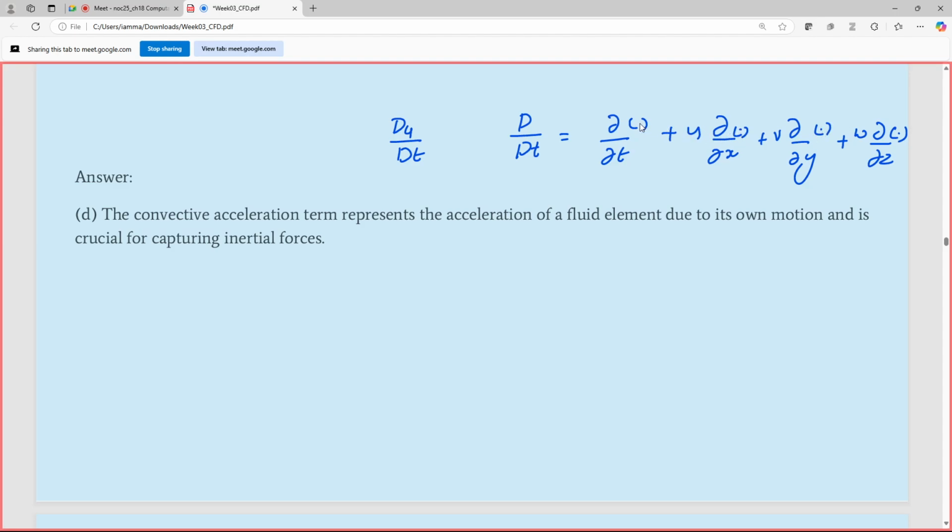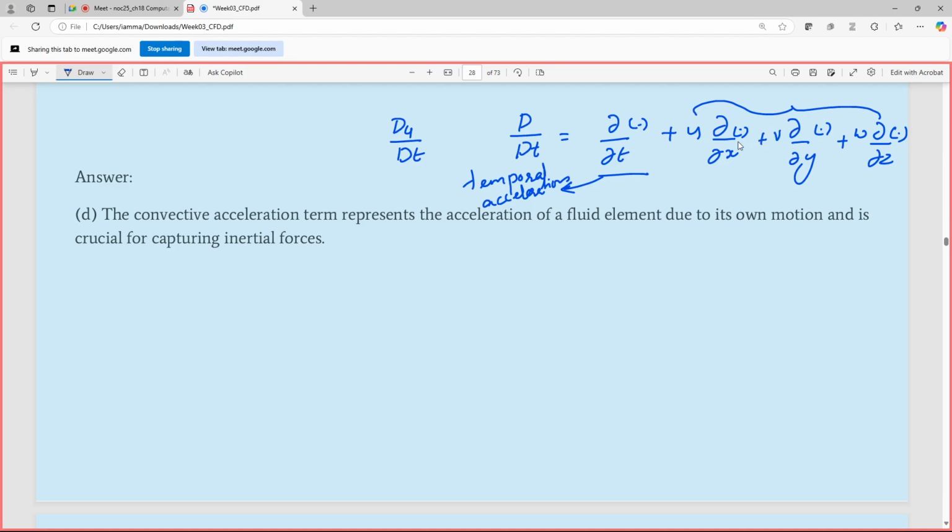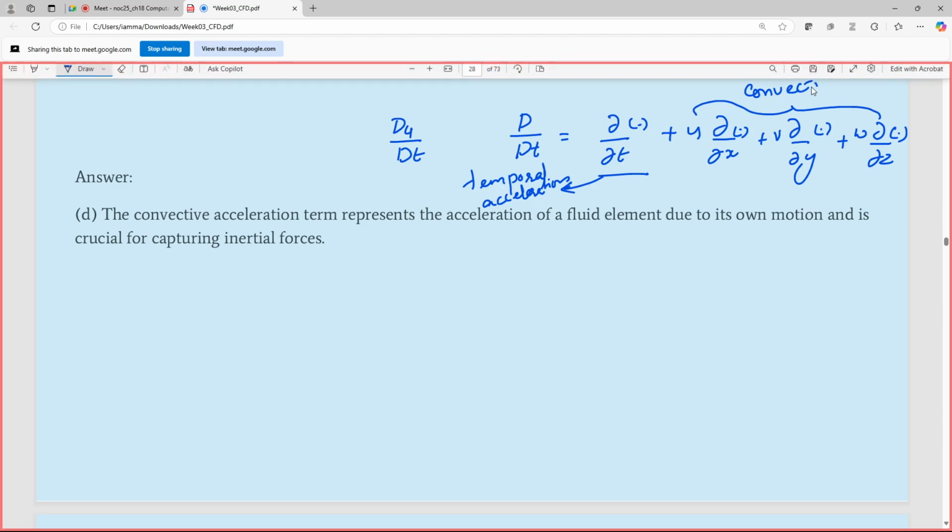So here, this term is the temporal acceleration, which is the change happening with respect to time. Change in position with respect to time is given by this term, while this term is the change happening in space, that is, in gradient. So this term is known as convection or convective acceleration.